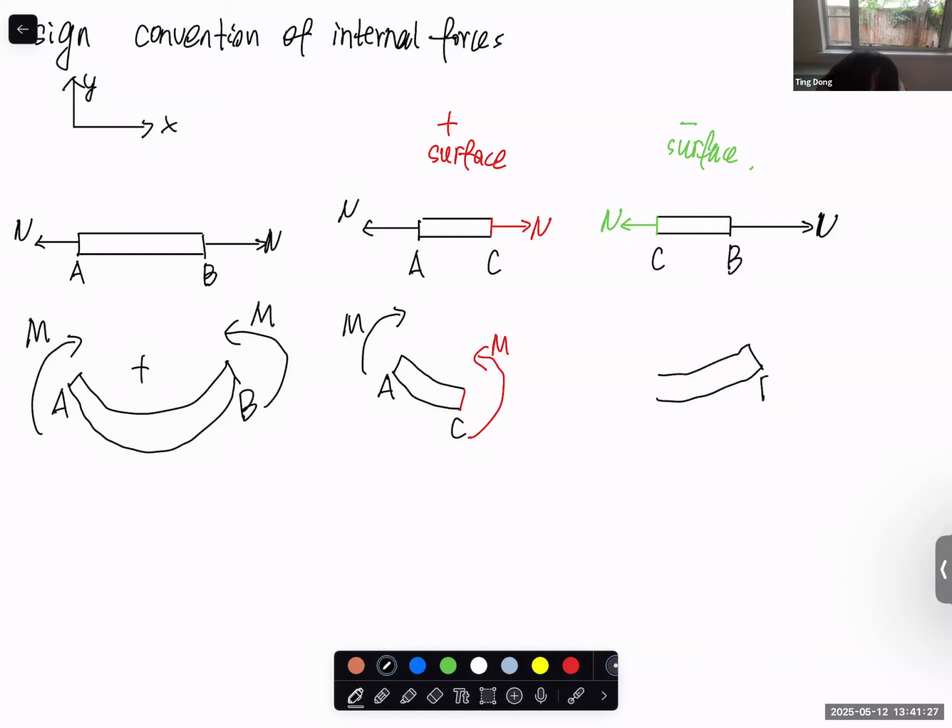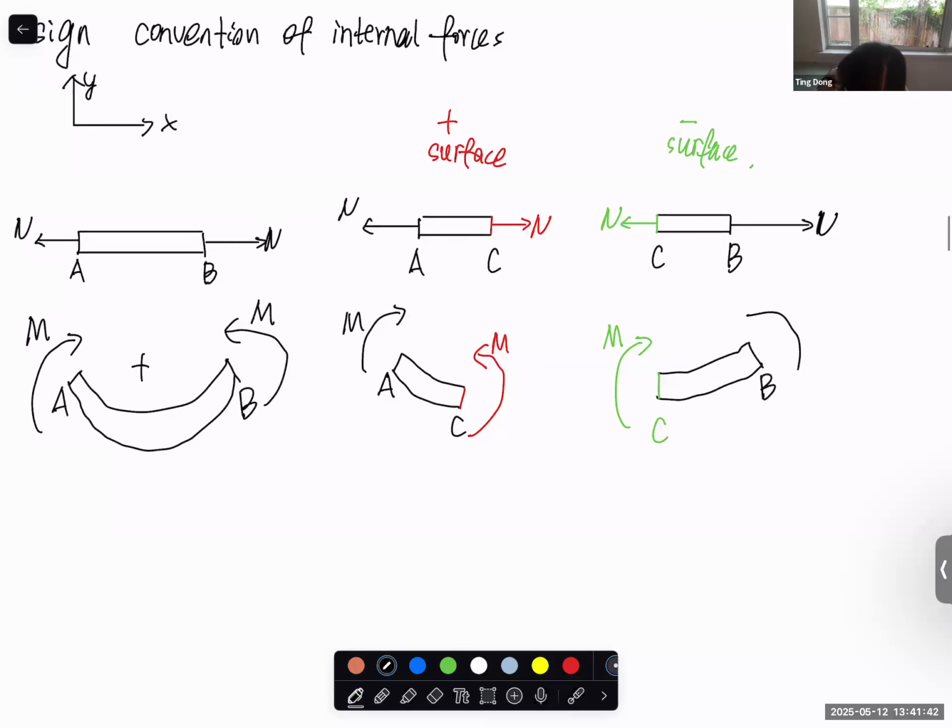We have, this is the B. This is the cutting surface. Now this is the negative surface. And on this surface, this is the positive bending moment. And externally applied M here at B.